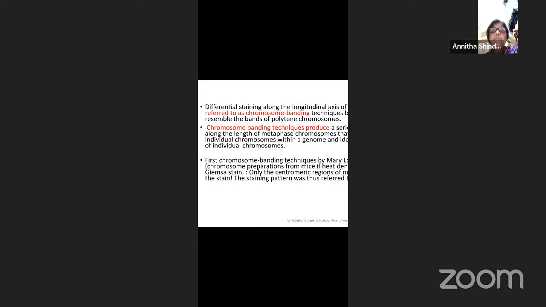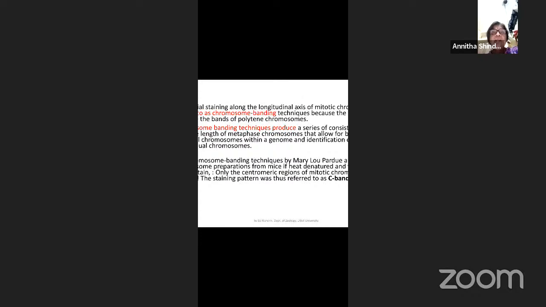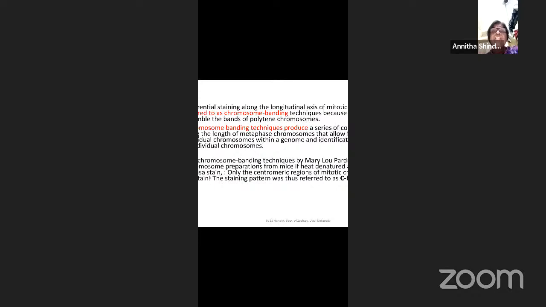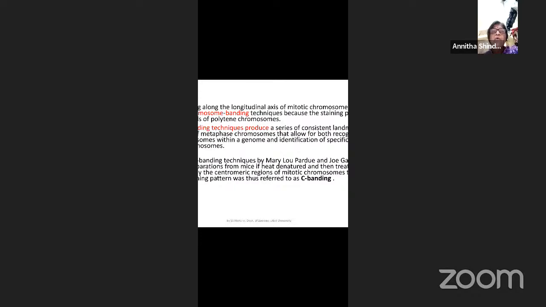The first chromosome banding technique was given by Mary Lou Pardue and Joe Gall. They introduced the first chromosome banding technique using chromosome preparations from mice. When they tried this technique, it stained only the centromeric regions. That is why it was called C band, the C banding technique.